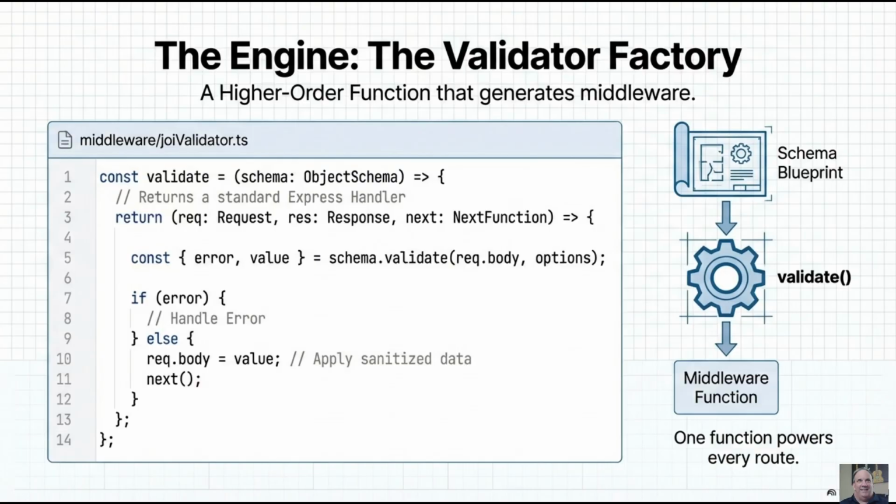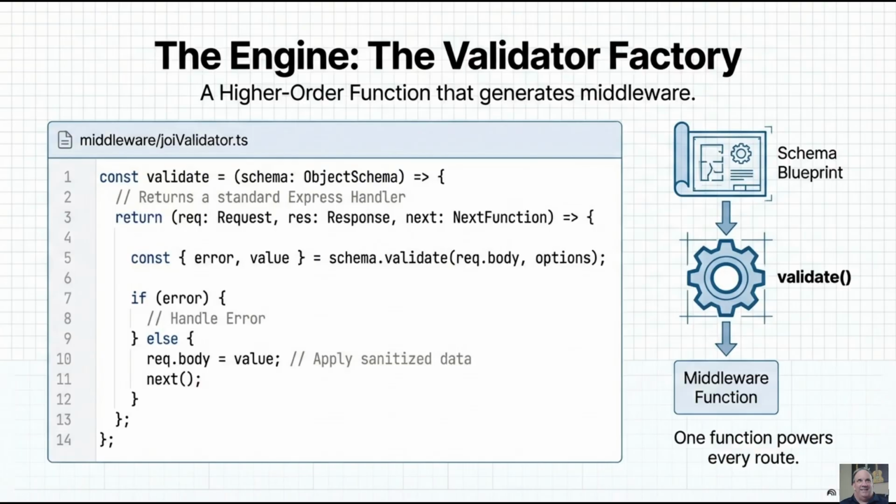It takes a schema as input and returns a middleware function. That's the factory pattern at work, okay? This gives it a blueprint and it manufactures a custom gatekeeper for that specific schema. So let's walk through it. Line 1, validate accepts an object schema from Joi. That's the schema type. Line 3, it returns a standard Express middleware function with the request and response and next.